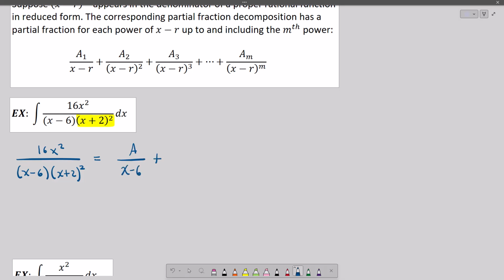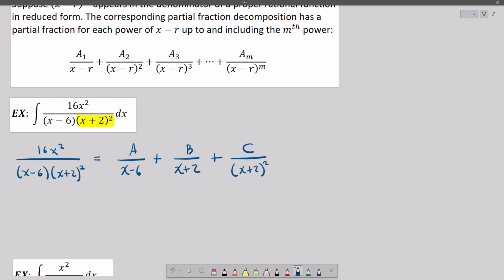And now we're dealing with our repeated factor. We're going to need a partial fraction for that factor to the 1 and a separate partial fraction for the power of 2. If this was a power of 4, we would have 2 more, an x plus 2 cubed and an x plus 2 to the 4th. So whatever that exponent is, that's going to tell you how many partial fractions you have.